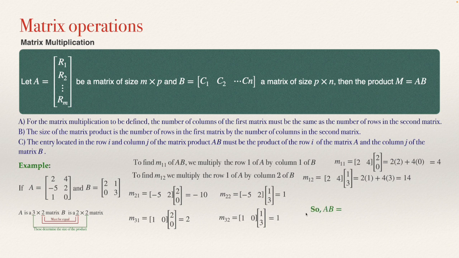So we have then that AB, the product, is 4, 14, then M21 will be negative 10, and M22 is 1, and M31 is 2, and finally M32 is 1. So this is the answer. This is AB. Let's solve another example. If H is this matrix, a 3 by 3 matrix, and D is this matrix, a 3 by 2 matrix.